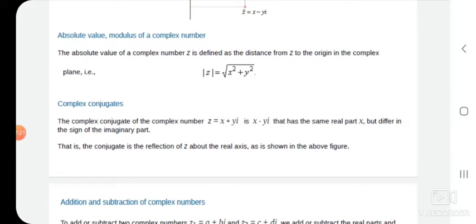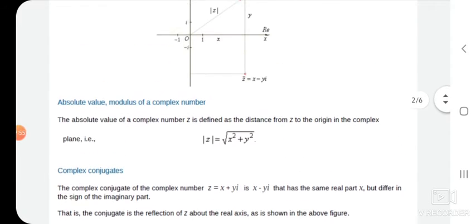The complex conjugate of the complex number z equal to x plus iy is x minus iy, that has the same real part but differs in the sign of the imaginary part. The conjugate is the reflection of z about the real axis, as shown in the figure above.